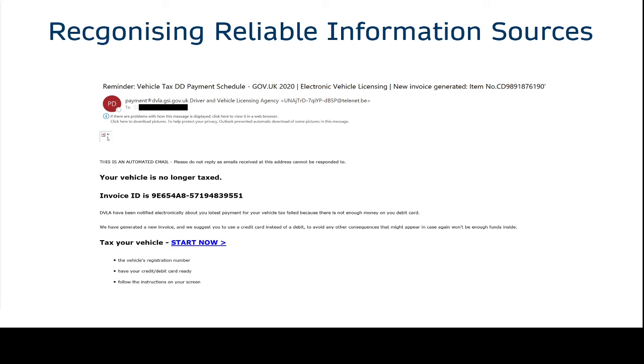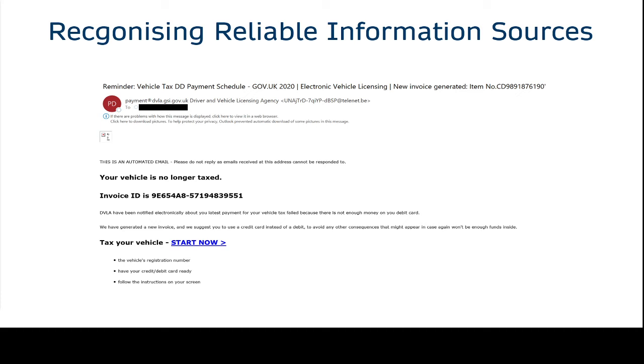So how do you recognise reliable information sources through emails? There's a few things you do. Let's use this example email here, which I have received, and it's quite obviously a scam email. So how do I know that this is a fraudulent email? It's pretending to be from the DVLA. So how do I know that this email is not from the DVLA?